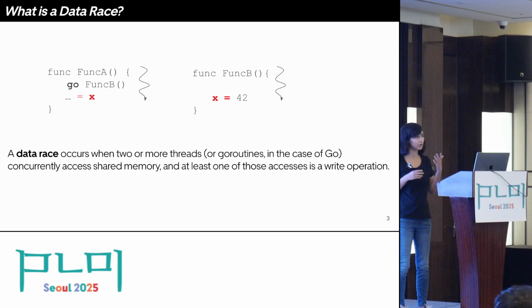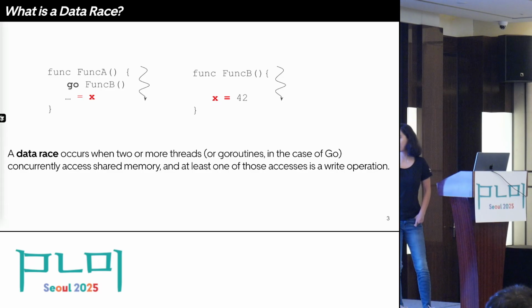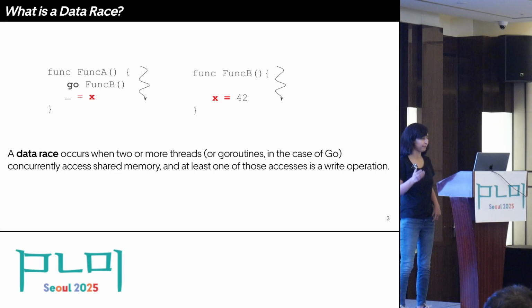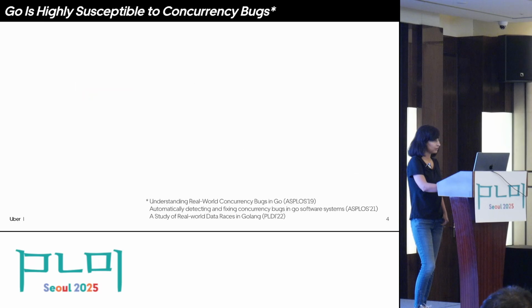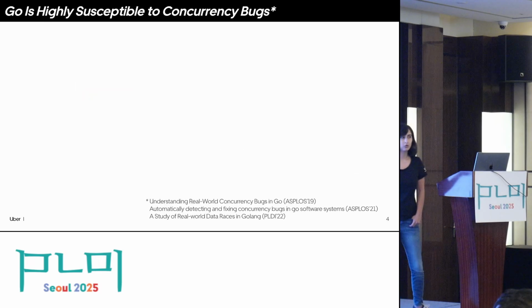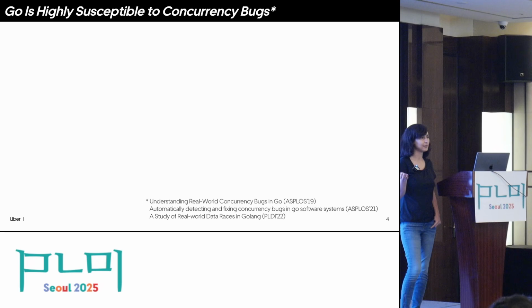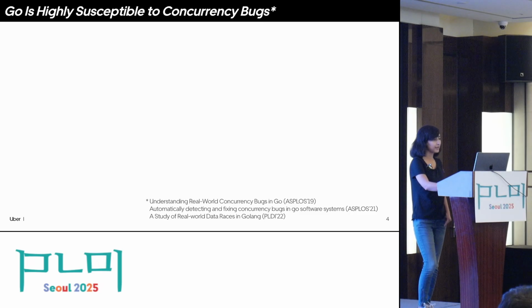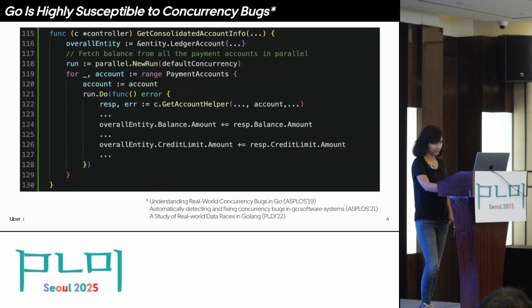A data race occurs when two or more threads, or in the case of Go, we call them Go routines, concurrently access the shared memory, and at least one of those accesses is a write operation. Many of you might not know that Go is a language that is highly susceptible to concurrency bugs, including data races. Here is a real-world Go function, which comes from the Uber code base.